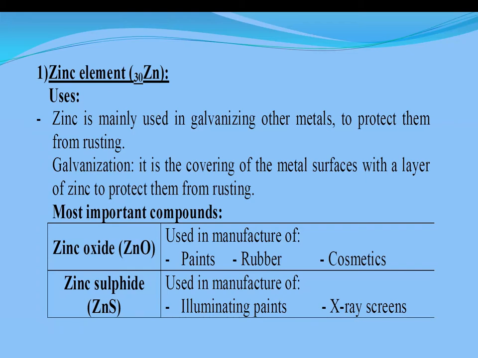After that, we have the last element in the first transition series, which is zinc, Zn30. Zinc is mainly used in galvanizing other metals to protect them from rusting. Galvanization is the covering of a metal surface with a layer of zinc to protect it from rusting. The most important compounds of zinc are zinc oxide, which is used in manufacture of paints, rubber, and cosmetics, and zinc sulfide, which is used in manufacture of illuminating paints and X-ray screens.